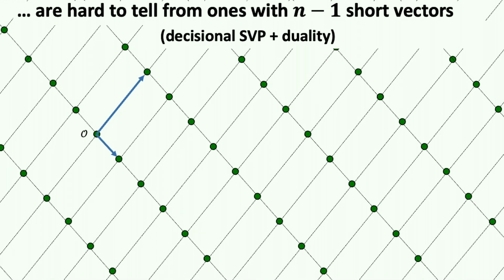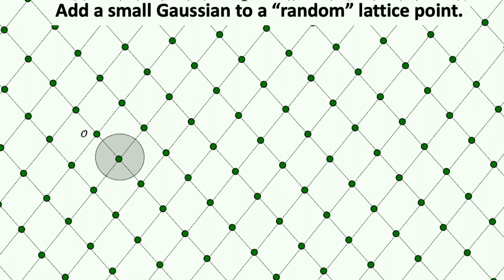This is equivalent to the decisional shortest vector problem, which is actually the dual of this. The decisional shortest vector problem says that you have one short vector and everything else is long. I'm saying I have n minus 1 short vectors and one guy is super long. So this is the dual of it. In fact, it follows from duality, the connection between these problems, the lattice to its dual. So this problem is hard in any case. What is the reduction going to do? The reduction is going to add a small Gaussian to a randomly chosen lattice point.